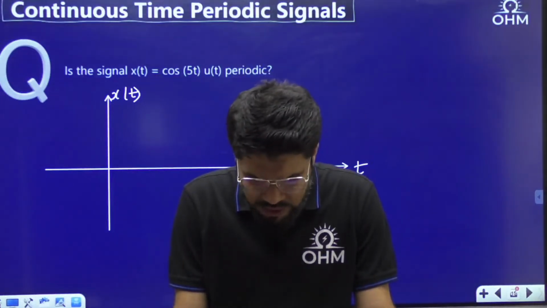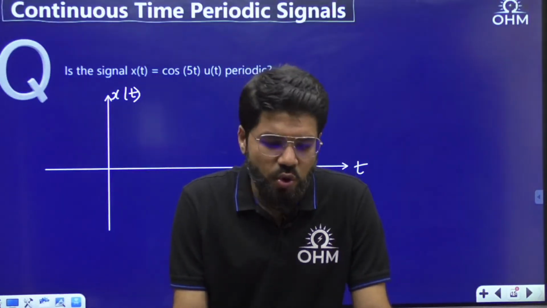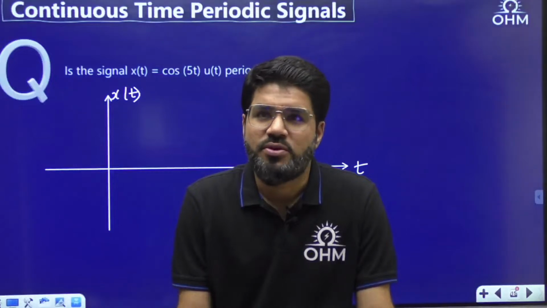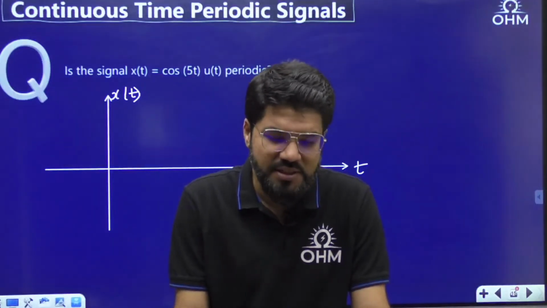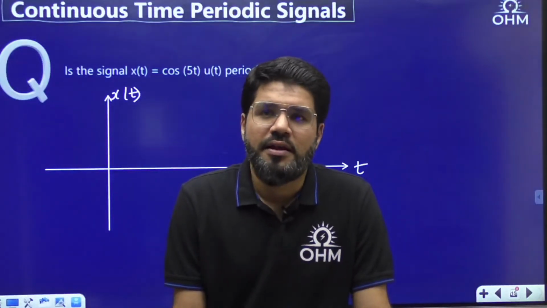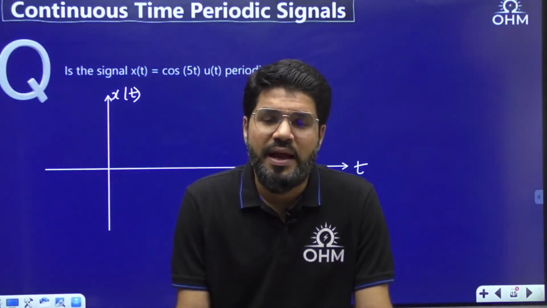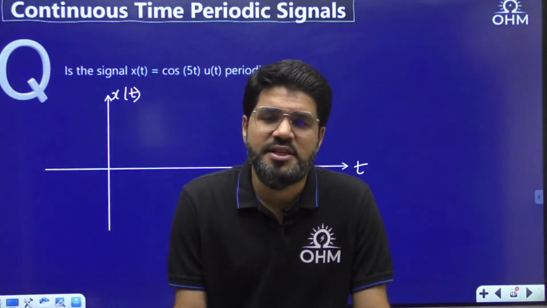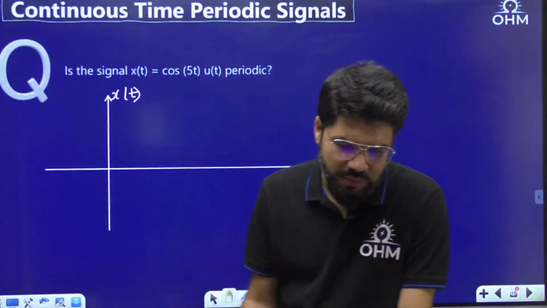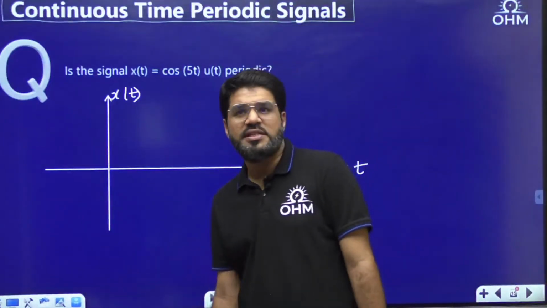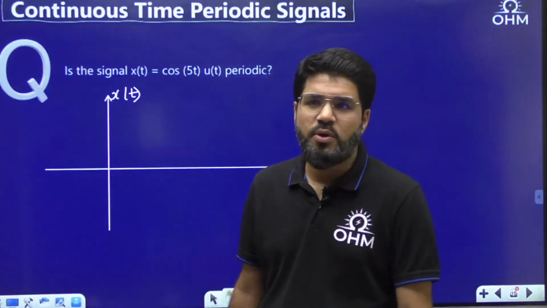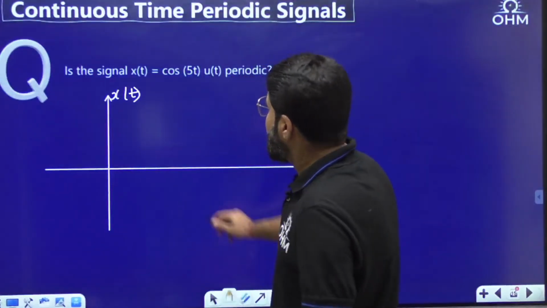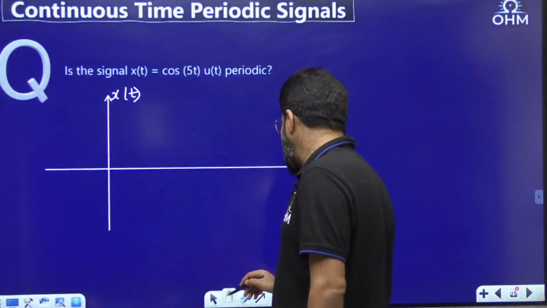I was telling you in the beginning that once you go to discrete time, there will be some differences. In the discrete time domain, a sin omega n or a cos omega n will not always be periodic. There are some reasons behind it that we will learn in the next class. Discussions on discrete time domain we are going to have on a separate basis. But right now, this is not cos 5t, it is cos 5t into u(t).